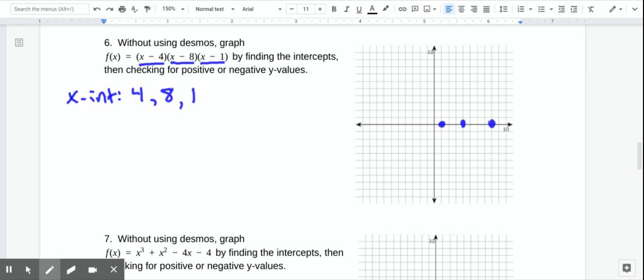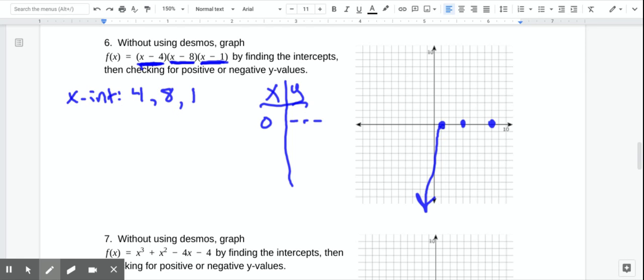So now we want to know what's happening there. What we're going to do is plug in numbers into a table of values, but we don't actually care what they are. Let me show you what I mean. We know that 1 crosses here, so I'm going to plug in something to the left of that. I'm going to plug in 0. When I plug in 0 up here, I don't even care what the number is. I get a negative number here, a negative number here, and a negative number here. So a negative times a negative times a negative is a negative number. I don't even care what I get when I plug in 0. I just know it's negative. So that means this part of the graph has to be negative.